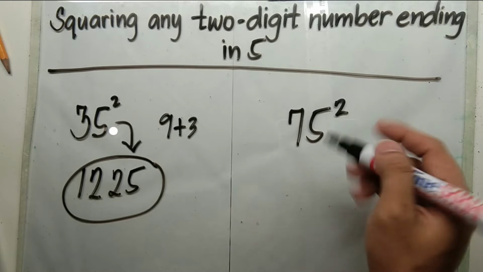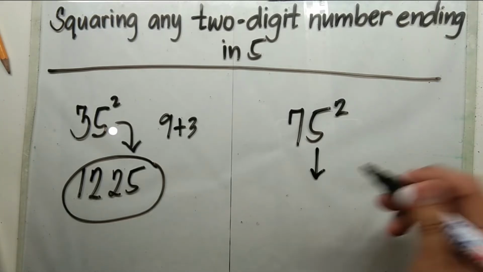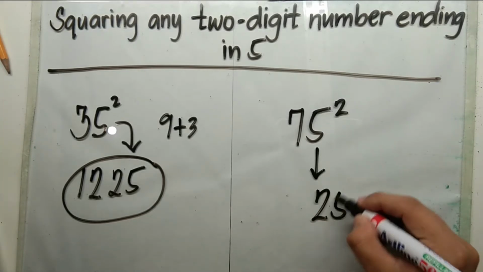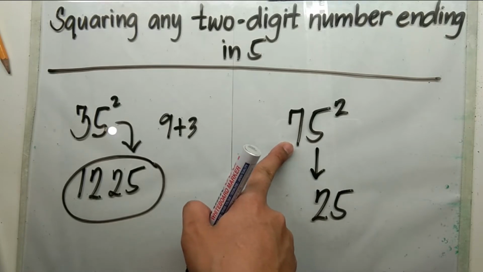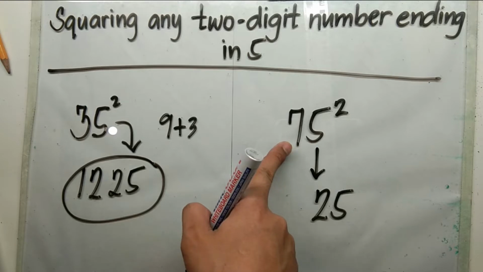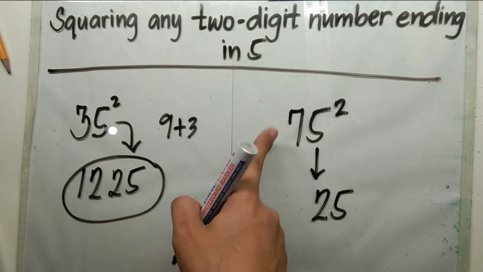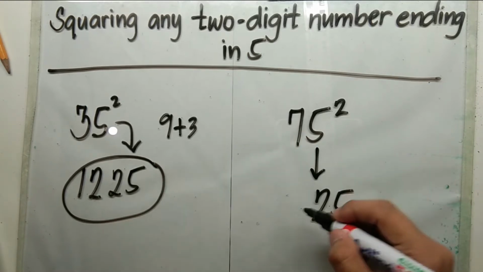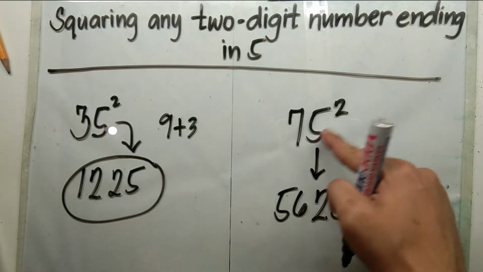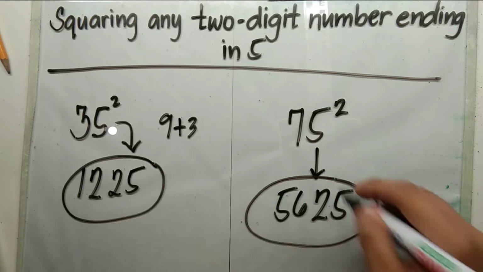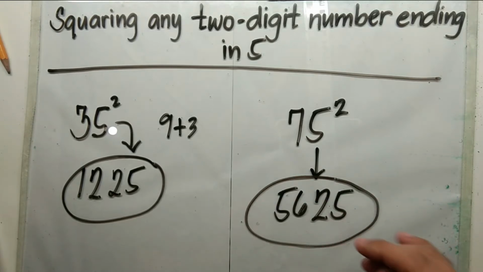Another example, let's say we have 75 squared. So first, get the square of the units digit, which is 5. This is 25. Get the square of the tens digit, that is 7. So 7 squared is 49, plus the same digit, 49 plus 7, that gives you a value of 56. So the square now of 75 is 5,625.